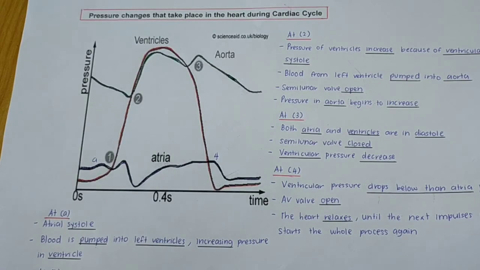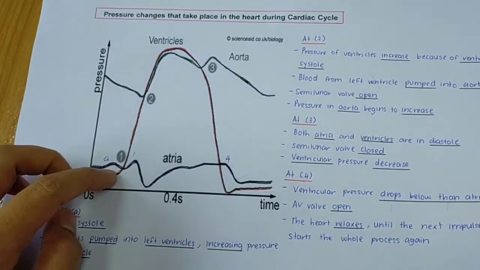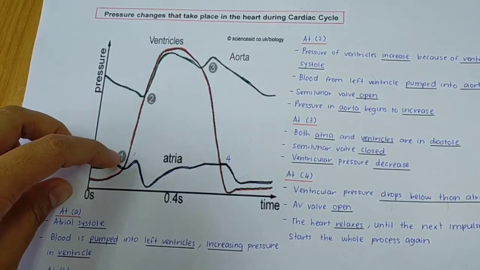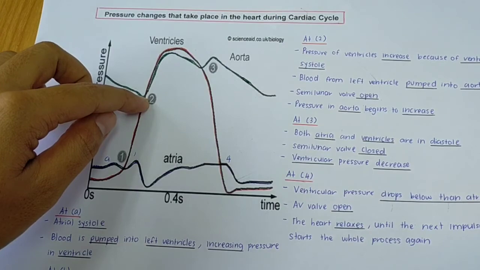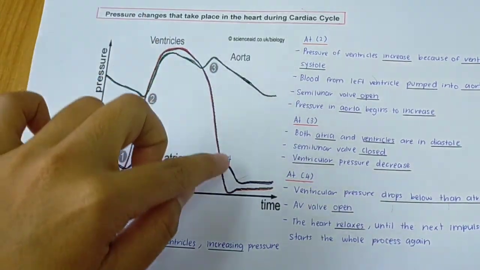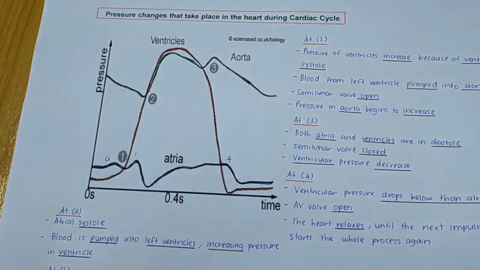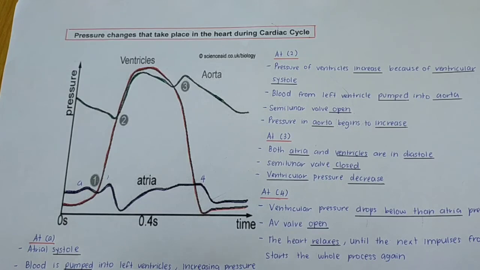So as a conclusion, at 1, the AV valve closes. At 2, the semilunar valve opens, and then at 3 the semilunar valve closes, and at 4 the AV valve opens. And then you have to differentiate the pressure changes in all of these 3 places. Alright.